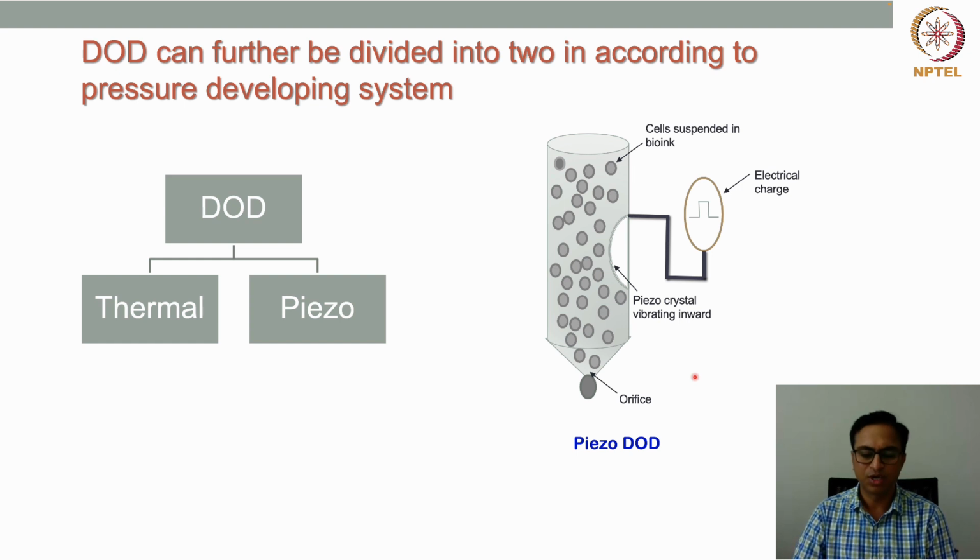Now, printing different biomolecules. Both these thermal and piezoelectric 3D printing technologies are used for printing biomaterials, biomolecules, and cells, either for patterning or for creating 3D structures or for different other applications. We'll see some of the applications in the later slides.